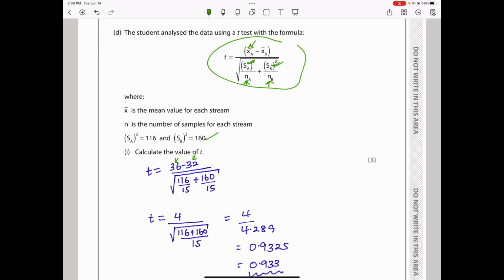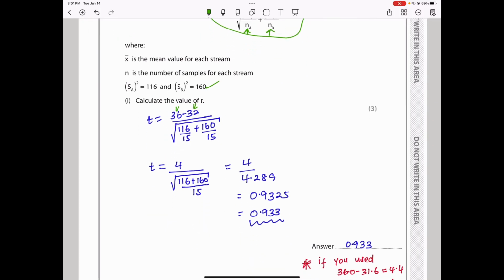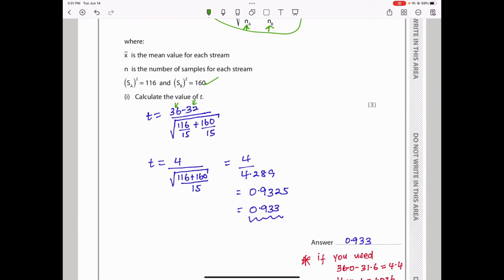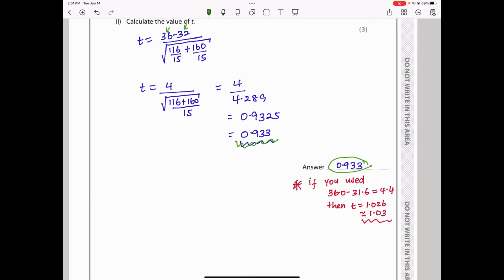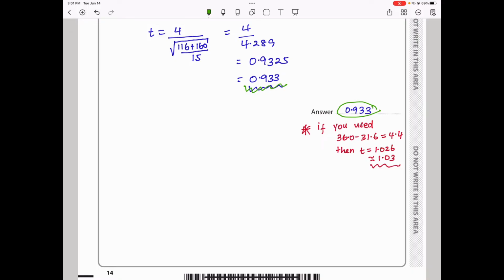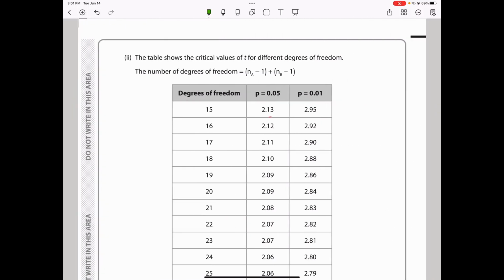From our table we drew, we just fit everything in here and then use our calculators to find the answer at the end. So I got the answer as 0.933. This is your calculated value using the t-test. For me, I used 0.933 because it's the answer I got after my calculation. Let me continue to the next.